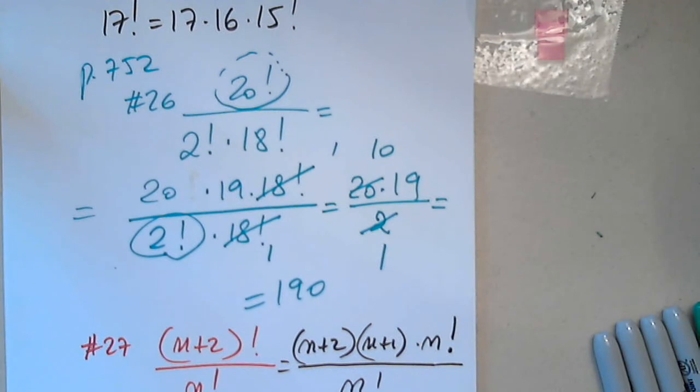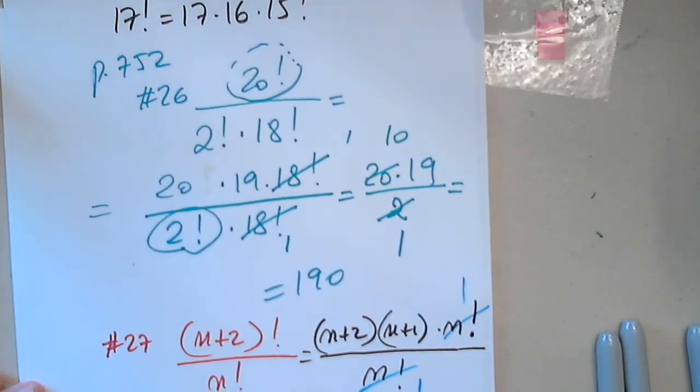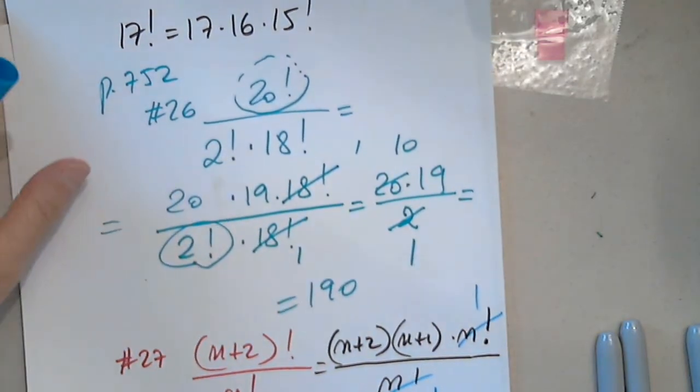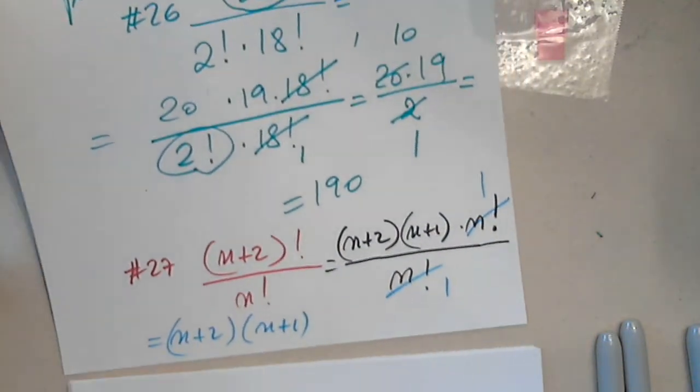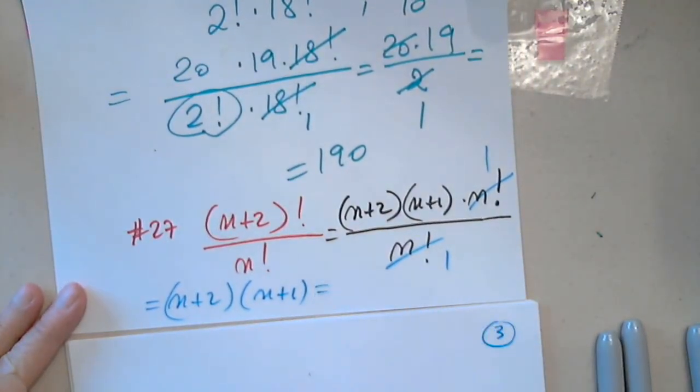Why am I stopping at n and not continuing? It's in the denominator? Because I will simplify with the denominator. Very good. So the answer is n plus 2 times n plus 1. And of course, this cannot be done with a calculator. I will distribute, combine like terms: n squared plus 3n plus 2.